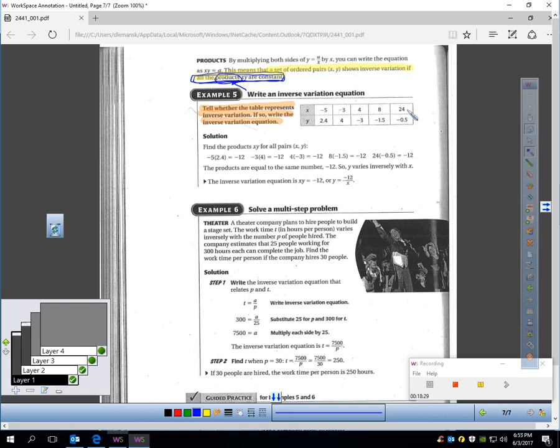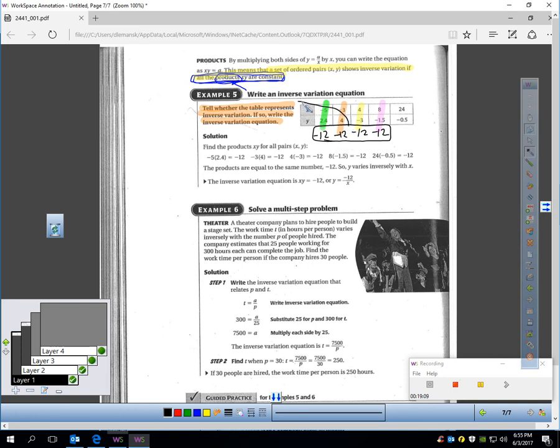Okay, so look, let me highlight these. If I multiply -5 times 2.4, you can use your calculator right now, you get -12. If I multiply -3 times 4, I get -12. If I multiply 4 times -3, I get -12. If I multiply 8 times -1.5, I get -12. Do you notice how when I multiply x and y, I keep on getting the same thing?